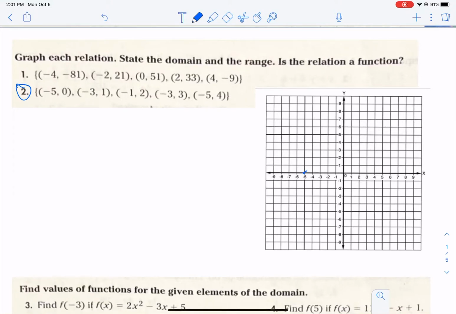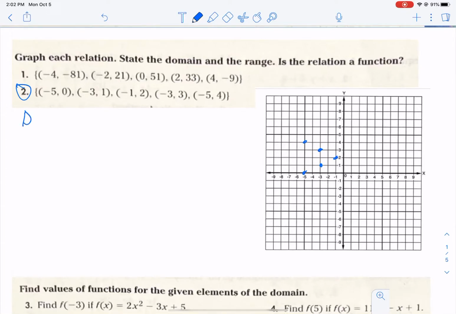So we have a point at -5, 0. We have a point at -3, 1. We have a point at -1, 2. We have a point at -3, 3. And we have a point at -5, 4.